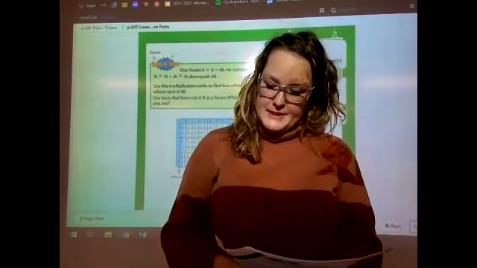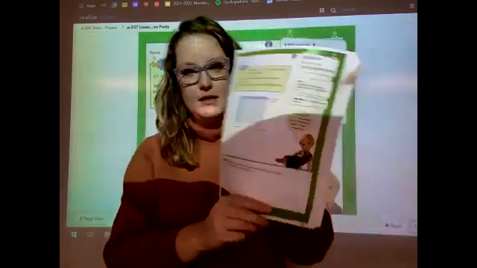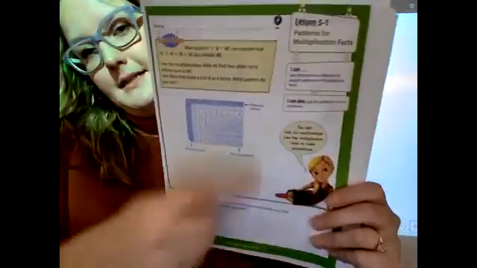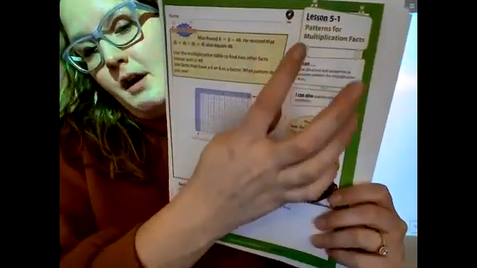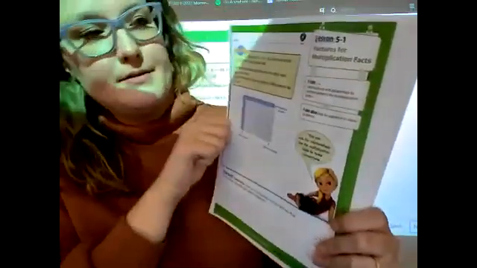I need you to please turn to page 237 in your math books. And it looks like this. It's lesson 5-1, looking for patterns for multiplication facts.